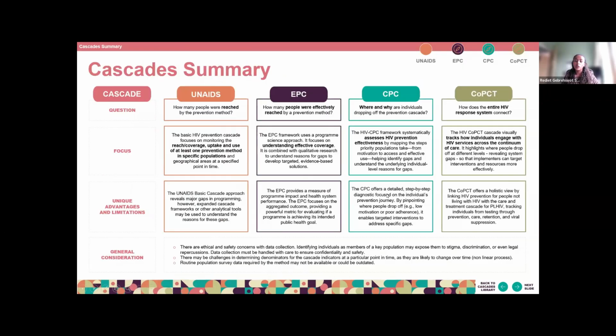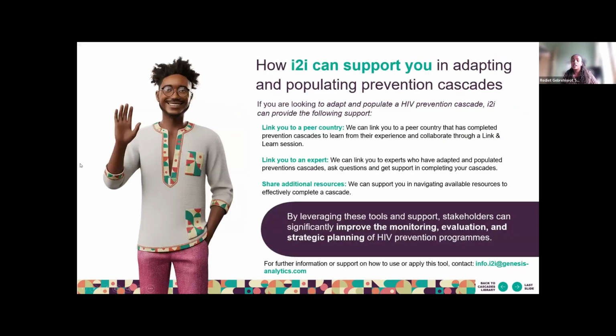So at the end, you'll also find a cascade summary of the four cascades that were discussed in the tool, including the focus, the unique advantages and limitations, and the general considerations that should be thought of when adopting and populating these cascades. So I won't dive into the specific of each individual cascades right now because we have an exciting interactive breakout sessions coming up where you get to explore each of these components in each of the breakout rooms in depth. But I hope this demonstration of the tool is clear.